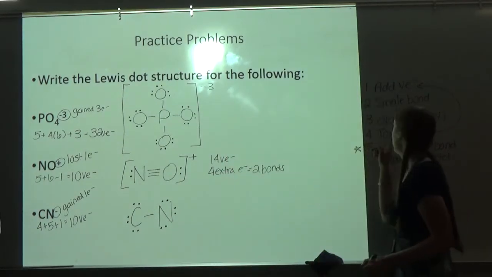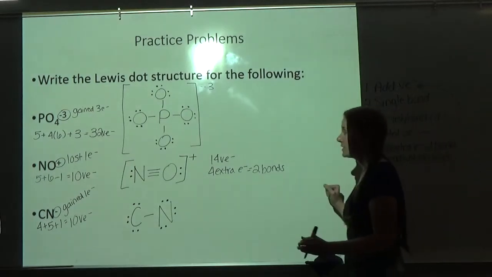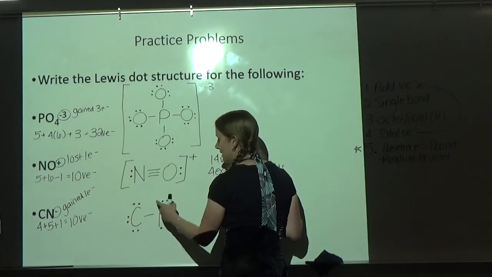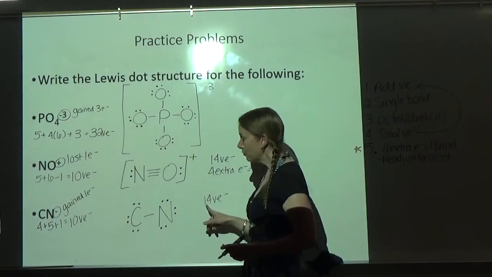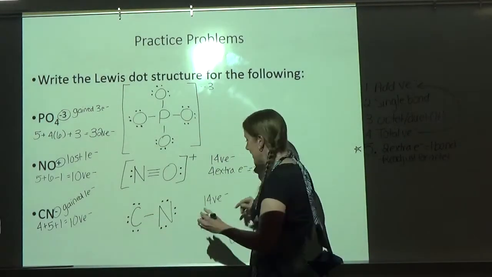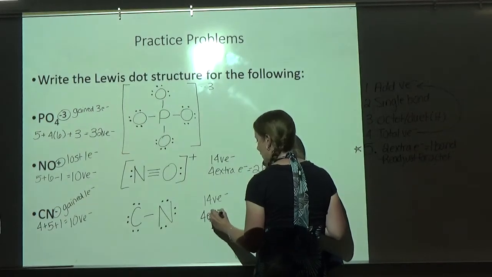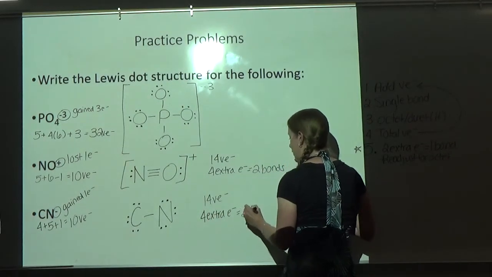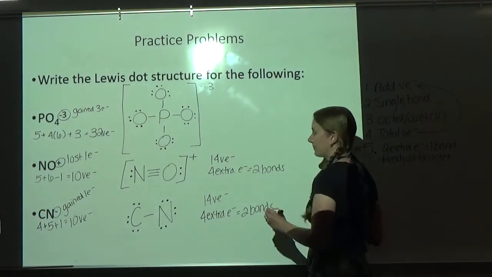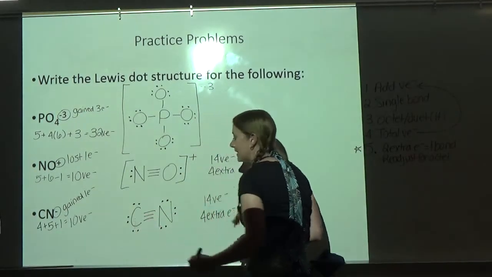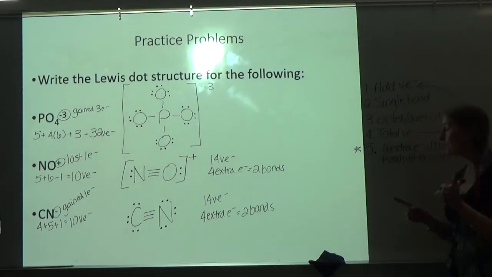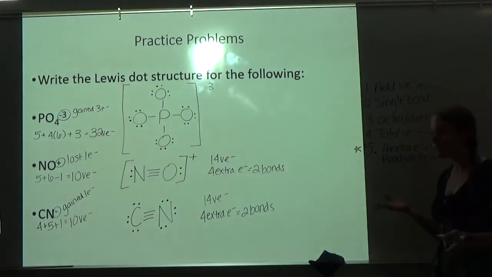And then step 4 is I need to check my total. So I have 2, 4, 6, 8, 10, 12, 14. I have 14, and I'm only allowed to have 10. I have 4 extra electrons, so I need 2 more bonds. Again, I only have 1 bonding spot, so I'm going to make that into a triple bond. But then don't forget to readjust for the octet.